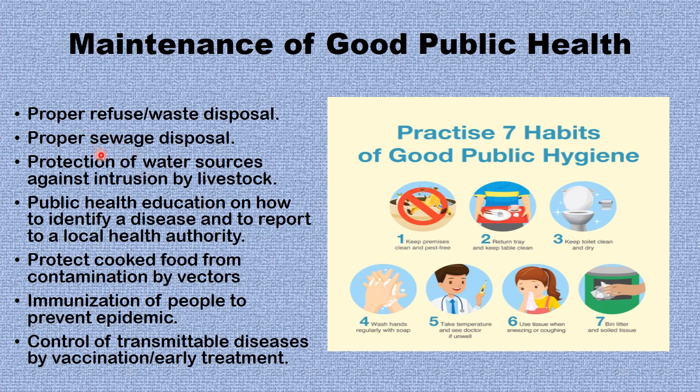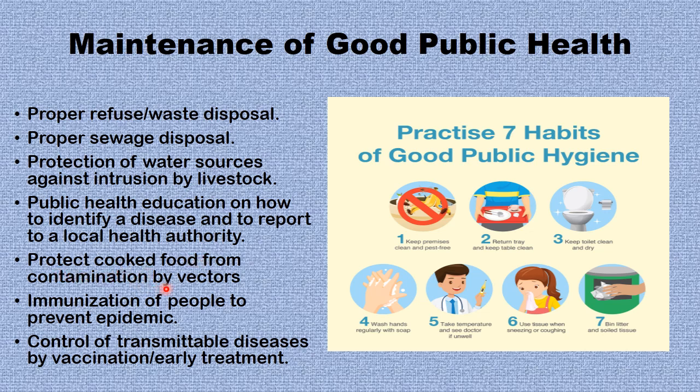The second one is proper sewage disposal, protection of water sources against intrusion by livestock, public health education on how to identify a disease and to report to a local health authority. Now, this one is very, very important because it was essential during the time of COVID-19 in the year 2020, where there were lots of health announcements made on how to take care of yourself to prevent infections and how to help yourself if you experience symptoms.